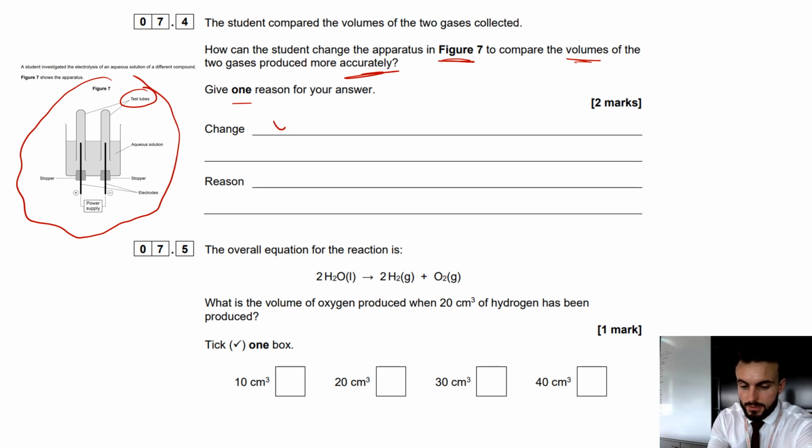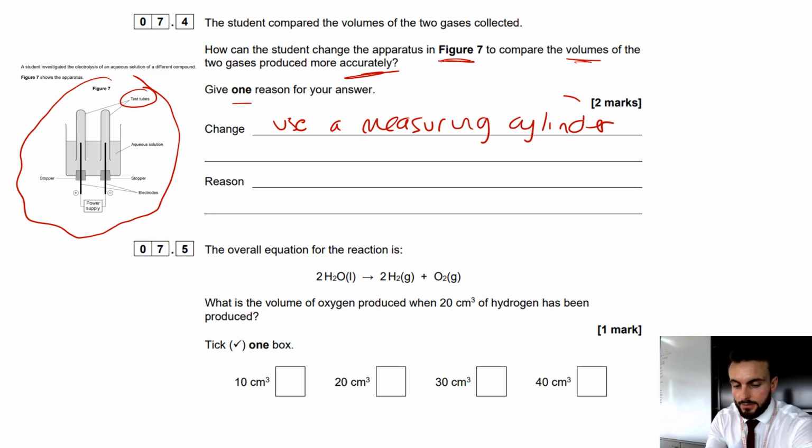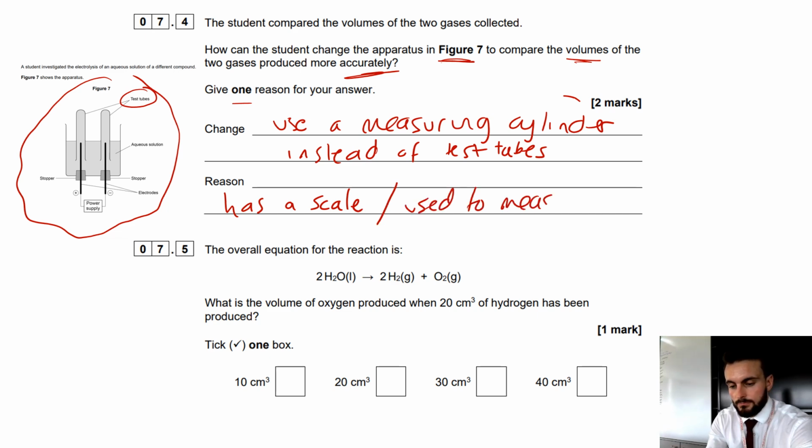Most obvious one is use a measuring cylinder instead of the test tube. Why? Because it has a scale on it, it has the lines. Or you can say it's used to measure volume.